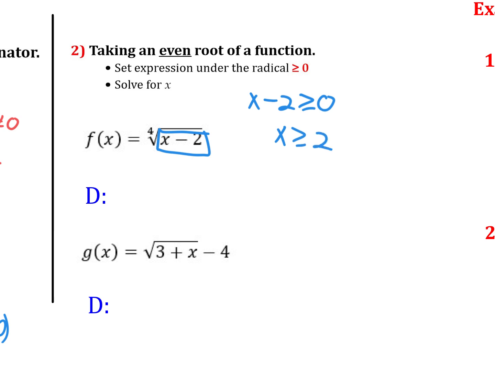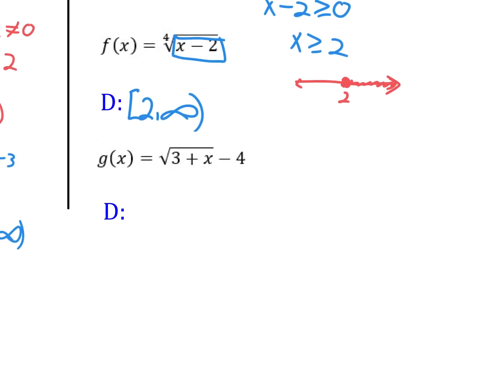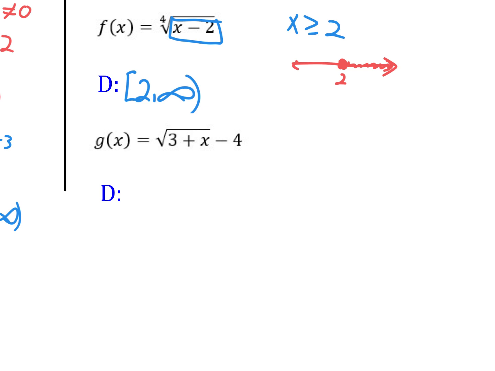So if it helps you to visualize a number line, we're taking all values from 2 and bigger. So we would write that as 2, comma, infinity. Next one here, similar process. 3 plus x has to be greater than or equal to 0. Therefore, x is greater than or equal to negative 3. Same exact situation with our number line here. The only difference is now it's a negative 3 instead of a 2. So we're going from negative 3 to positive infinity.